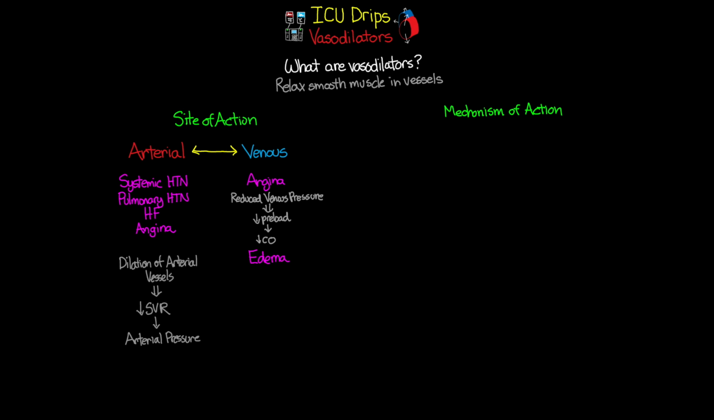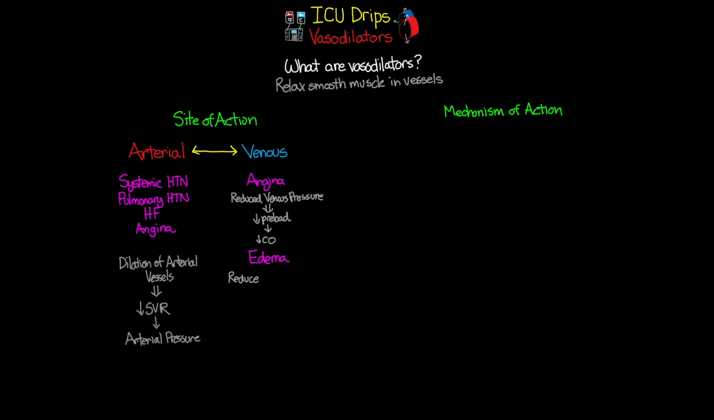And the reason for this is because by having a decreased preload, it means we're going to have decreased stretch in the ventricle. So remember, think back to Frank Starling. And this is ultimately going to decrease our stroke volume, which is going to have an impact on a decreased cardiac output. As a result of all this, you're also going to have a decreased arterial pressure. So this is useful in patients who have angina because they're going to be reducing the workload of the heart.